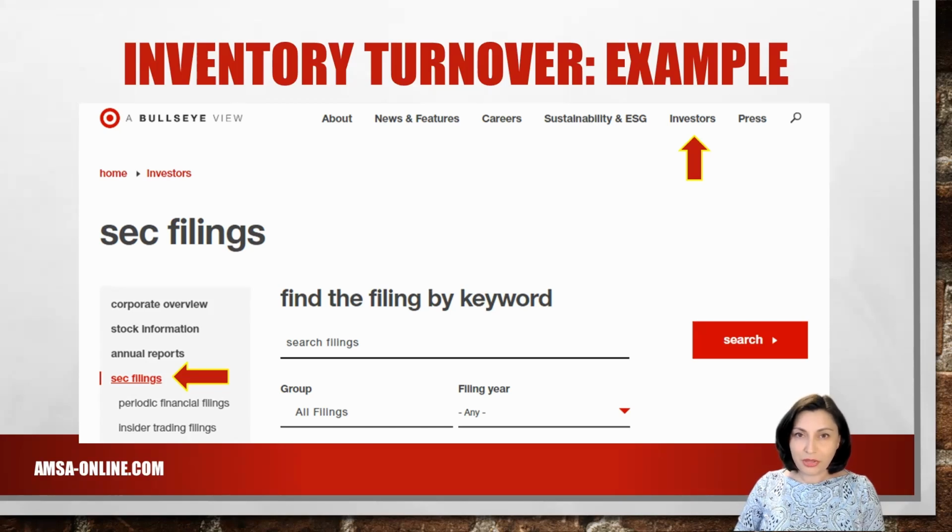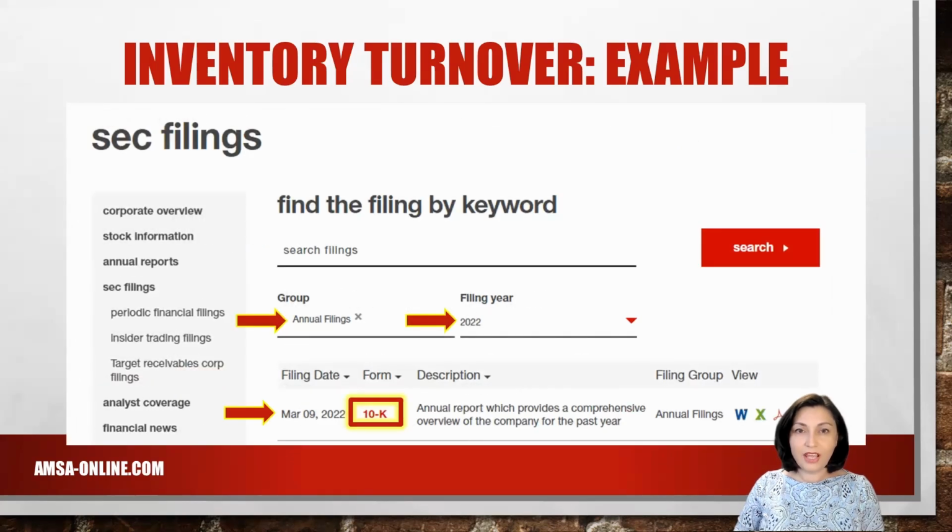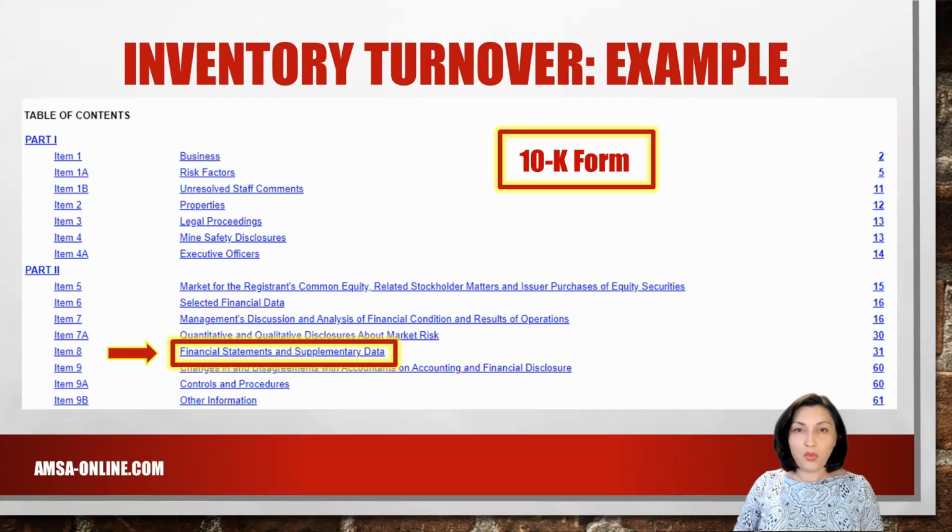Look for the investor page, then SEC filing. You need the most recent annual form called 10K. Select annual filing and the year, then open the form. Once you open it, search for financial statements. The cost of goods, also called the cost of sales, can be found on the income statement or statement of operations. The inventory numbers are on the balance sheet.